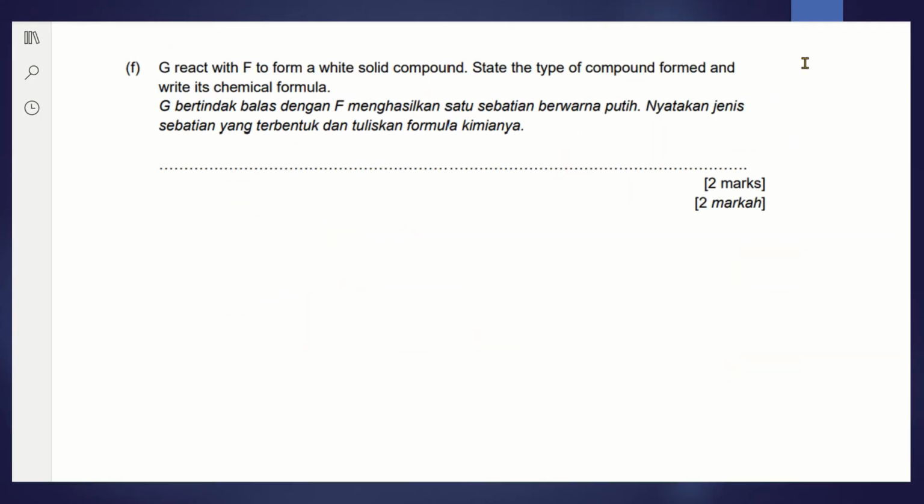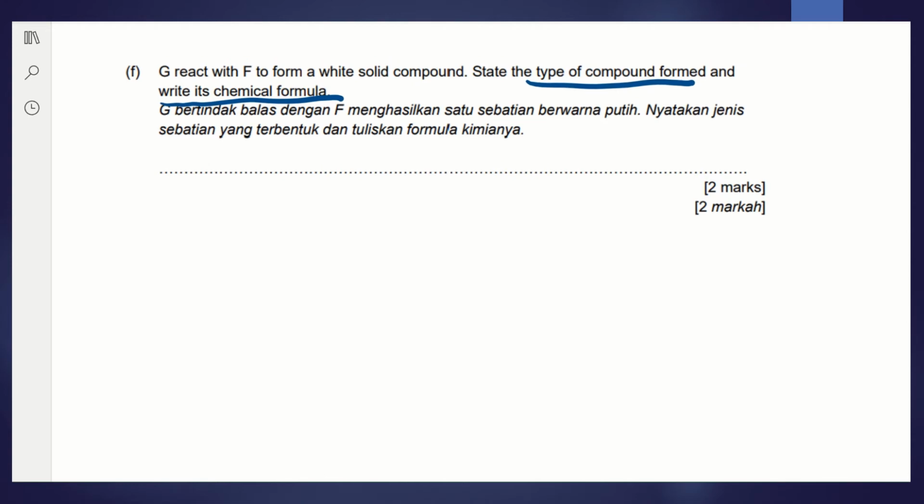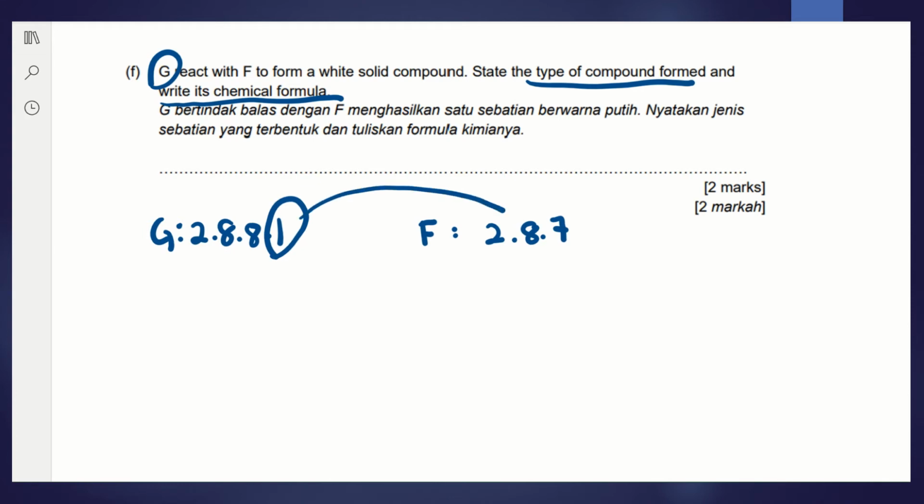Okay, for F, G reacts with F to form a white solid compound. State the type of compound formed and write its chemical formula. The electron arrangement for G is 2.8.8.1, and the electron arrangement for atom F is 2.8.7, meaning that atom G will release one electron to atom F.